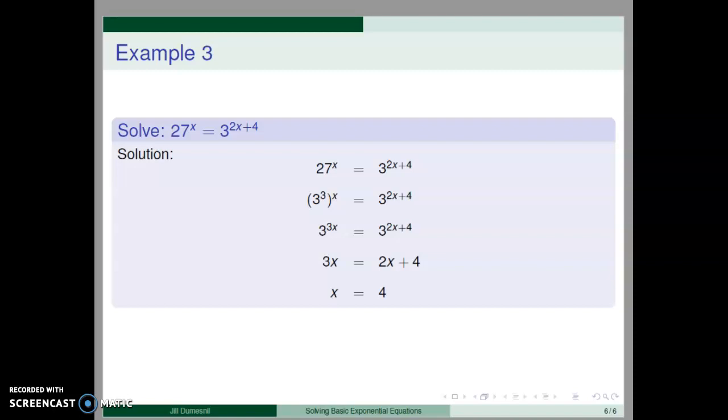Solving more advanced exponential equations requires more advanced techniques using logarithmic functions, which is to come in a later video.